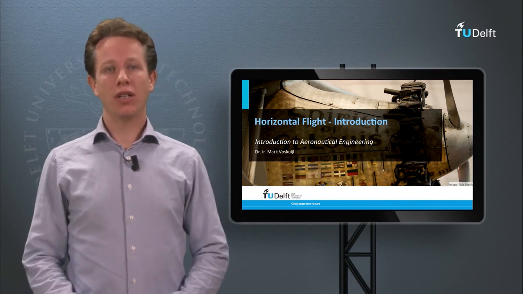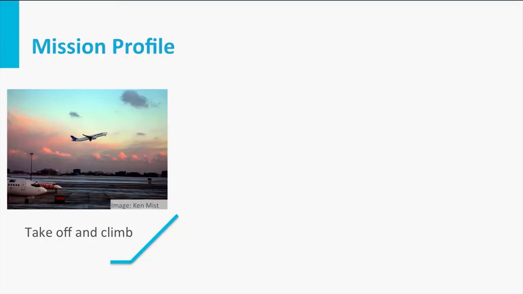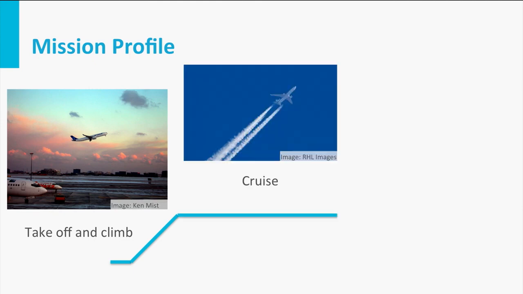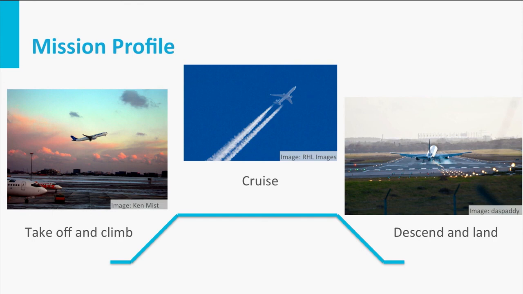A typical mission of an aircraft looks more or less like this. The aircraft starts with a takeoff. Afterwards it will perform some turns and climb to its cruise altitude. Once the cruise phase is completed, it will descend. And finally it will land safely at the destination airport. Now, as you can see, a large part of the flight is horizontal flight. In this lecture today I will explain how to determine aircraft performance in horizontal flight.